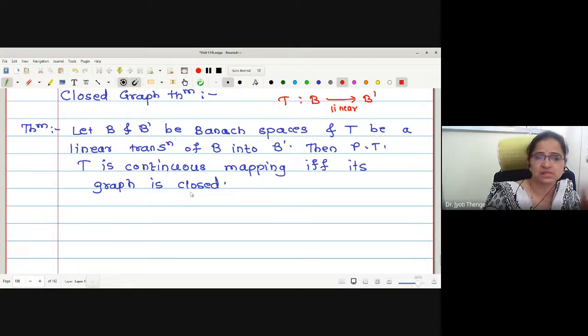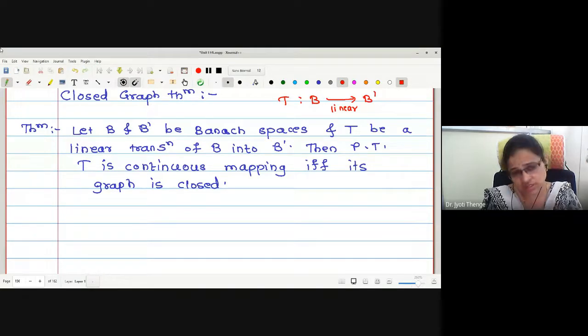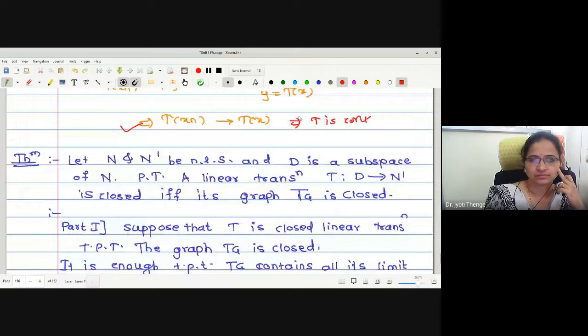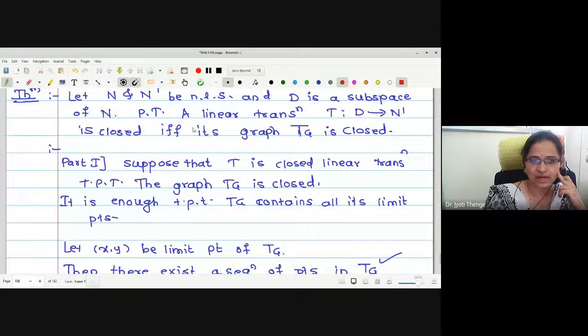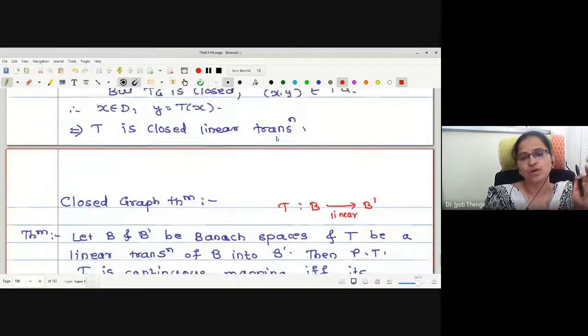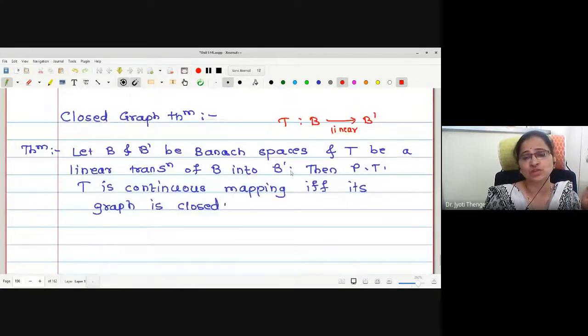Previous theorem tells us that T is closed mapping if and only if its graph is closed. Actually, T is closed mapping involves T is continuous. Right now, domain is closed and mapping is continuous. Same fact we wanted to prove under closed graph theorem. Therefore, this theorem actually giving us a direct condition for the replacement of T is continuous mapping.